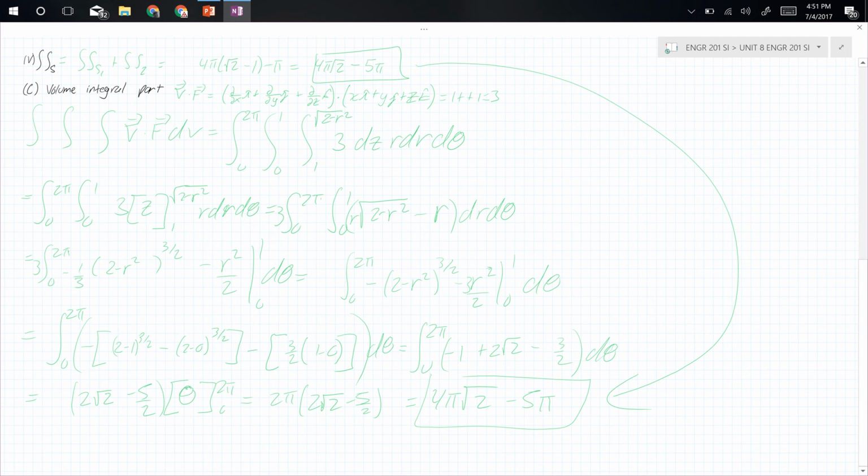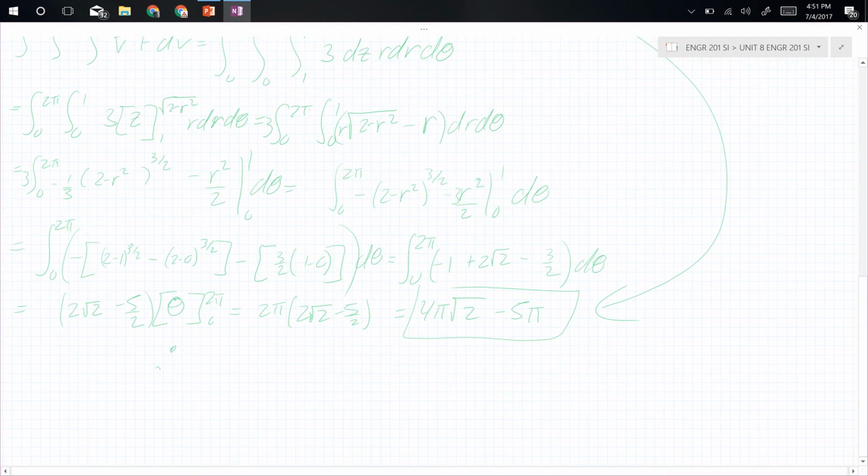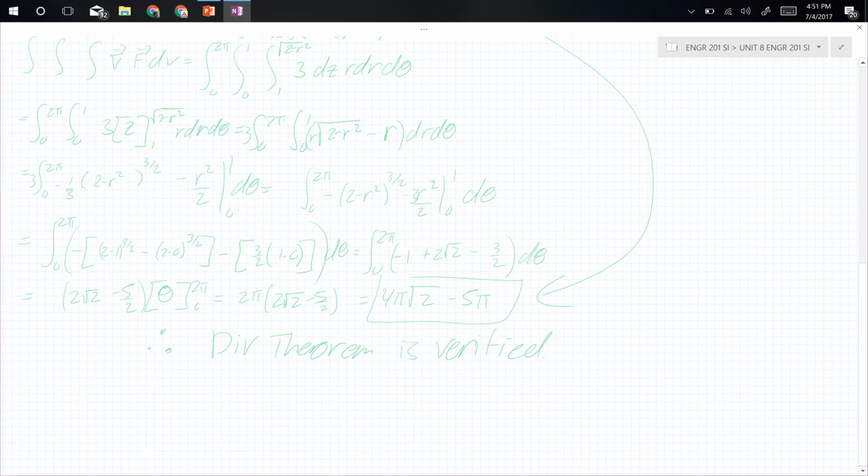And then you can say, therefore, divergence theorem is verified. Sorry again for the little errors I made. I at least corrected them.